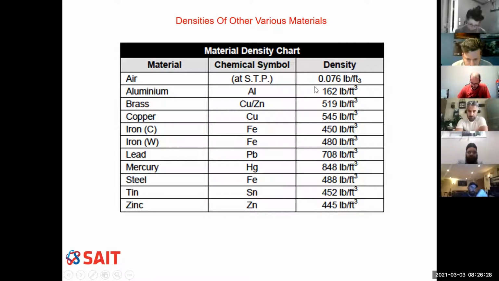What you can do is divide by the standards at which these are. For example, you see where mercury is? It has a density of 848 pounds per cubic foot. If you divide by the standard of water at 62.4 pounds per cubic foot, you will find the relative density of mercury, and it should come out to about 13.6.